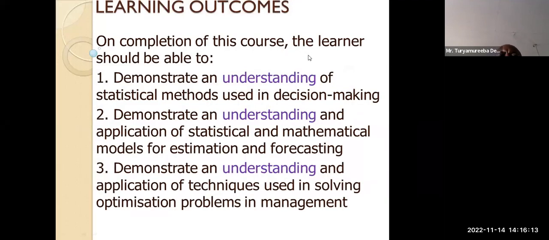I believe that everybody who starts this course should not open any book, should not interact with any lecturer unless you understand the outcomes that are expected by the examiners. Number 1, to demonstrate an understanding of statistical methods used in decision making. Number 2, to demonstrate an understanding and application of statistical and mathematical models for estimation and forecasting. And the third one is to demonstrate an understanding and application of techniques used in solving optimization problems in management.